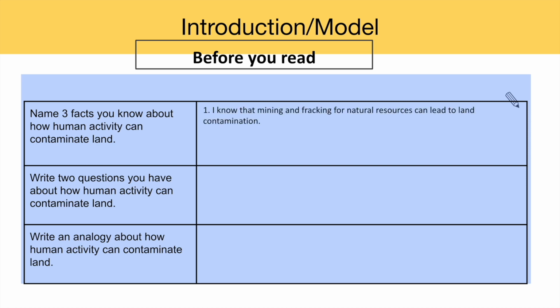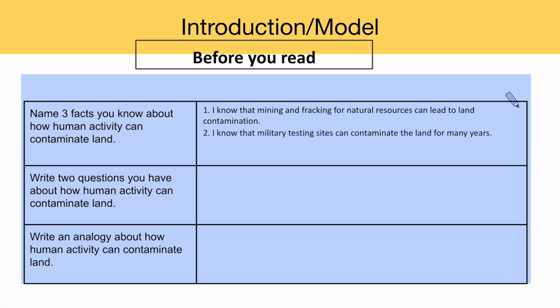So first, I know that mining and fracking for natural resources can lead to land contamination. Sometimes mining accidents happen, and sometimes fracking accidents happen. There's a lot of fracking happening in upstate New York, Pennsylvania, and the nearby states. And the result of fracking sometimes is that it pollutes the groundwater that people drink. And when they turn on the faucet, the water smells like natural gas and sometimes even contains small amounts of natural gas that can even ignite, which is very unfortunate.